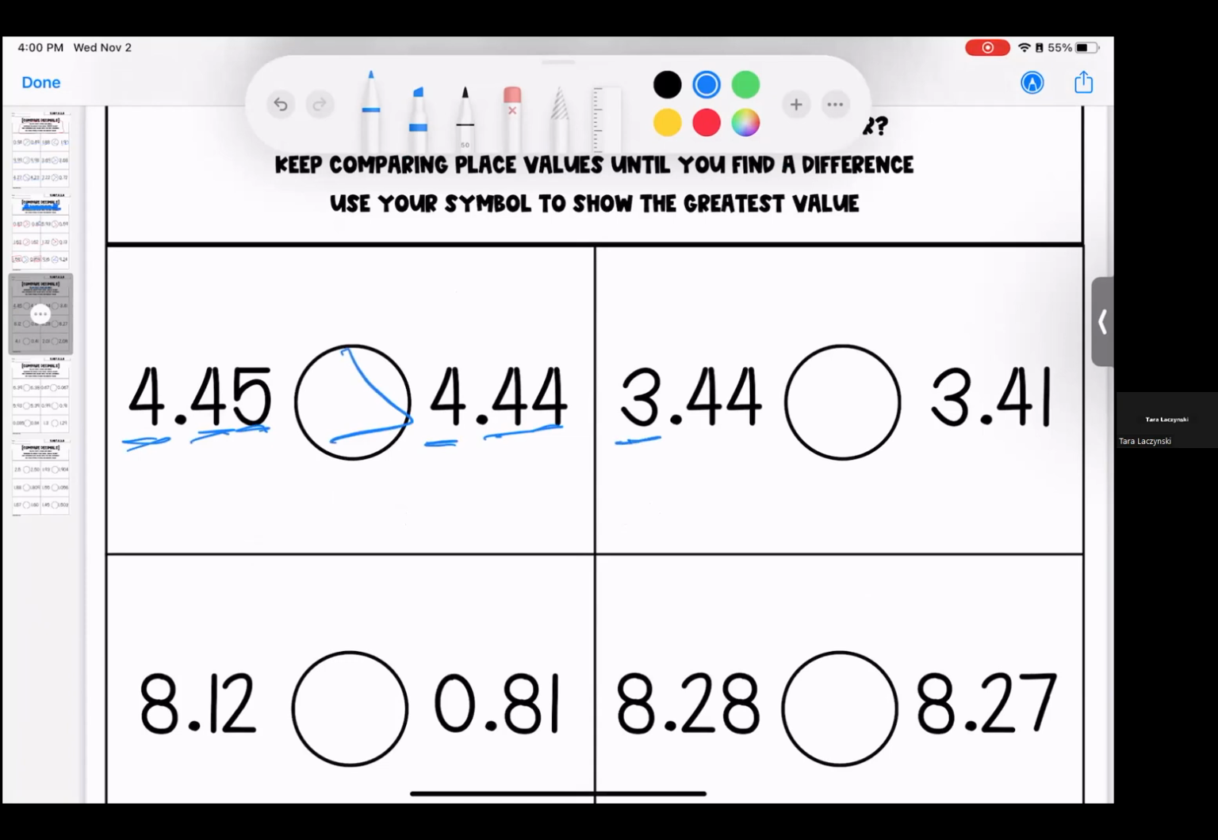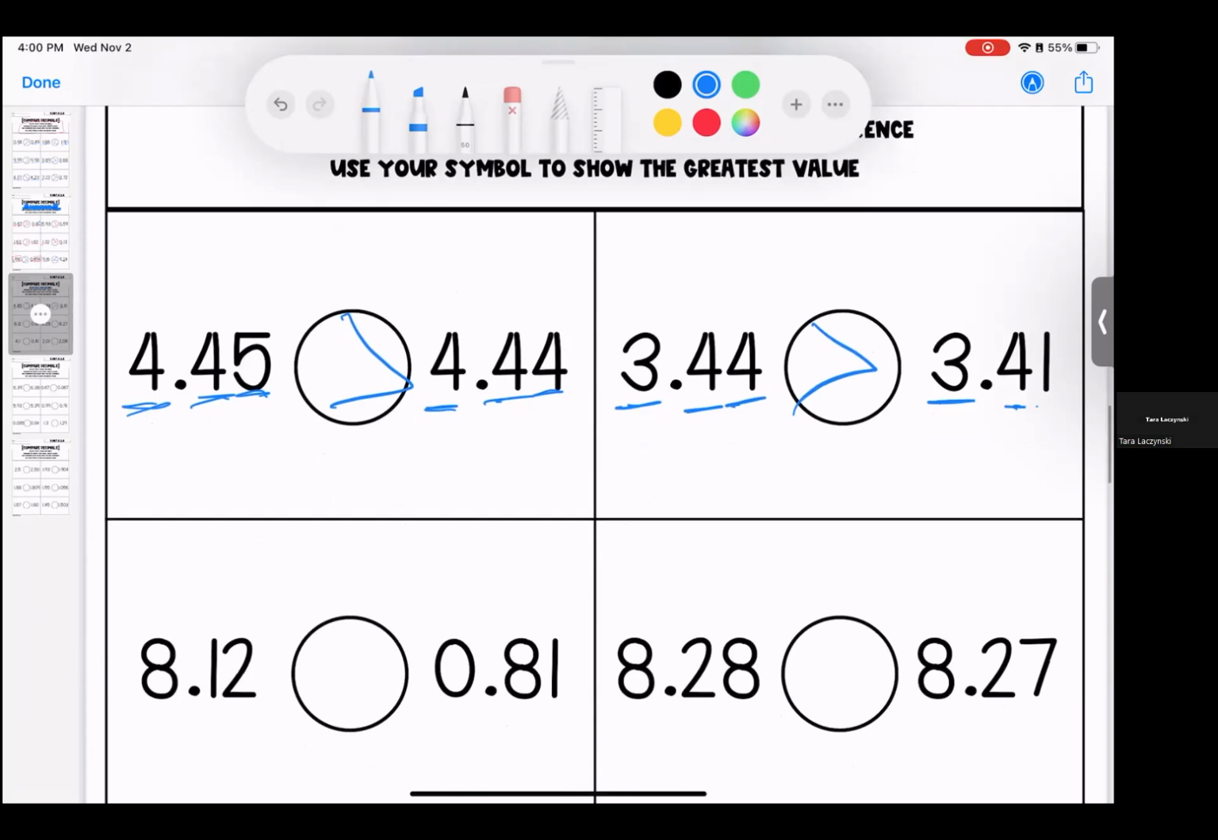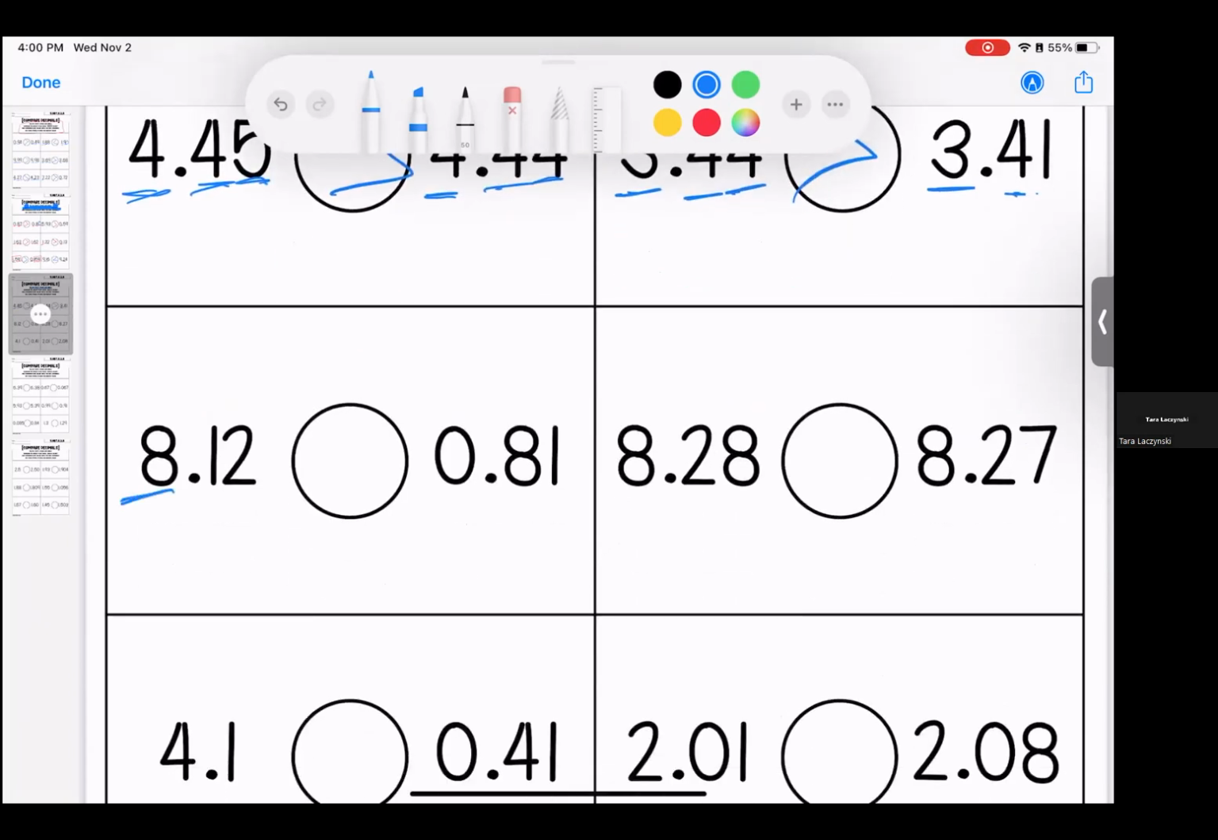Let's compare 3 and 3. They're the same. 4 and 4, they're the same. 4 and 1, 4 is greater. So 3 and 44/100ths is greater. 8 and 0, go no further. 8 and 12/100ths is greater.